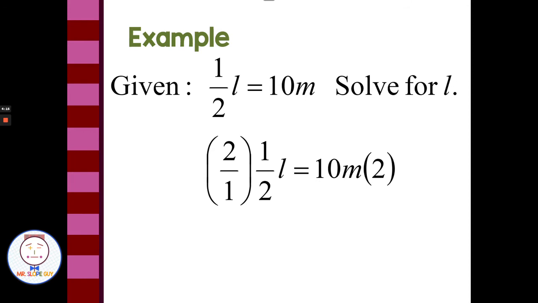On the left side, anytime I multiply the inverse times its reciprocal, I always get 1. So I have 1L or L. And on the right side, 10m times 2 is 20m. So L is equal to 20m.